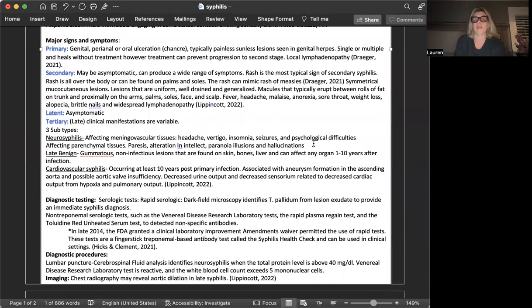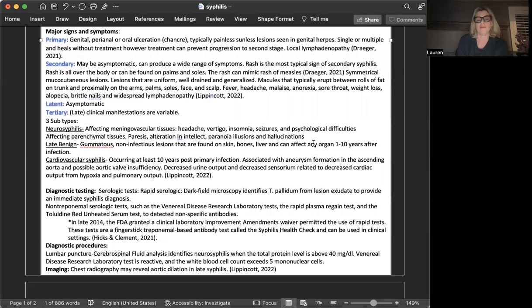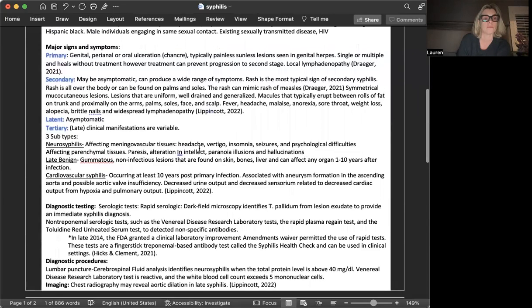Secondary: an individual still may be asymptomatic. This can produce a wide range of symptoms. I won't go through all, but one of the most predominant symptoms is a rash all over. It can be found on the palms and the soles. This is the most typical sign. Like I said, it can mimic the rash of measles. Also, you can have fever, headache, sore throat, alopecia, to name a couple more symptoms.